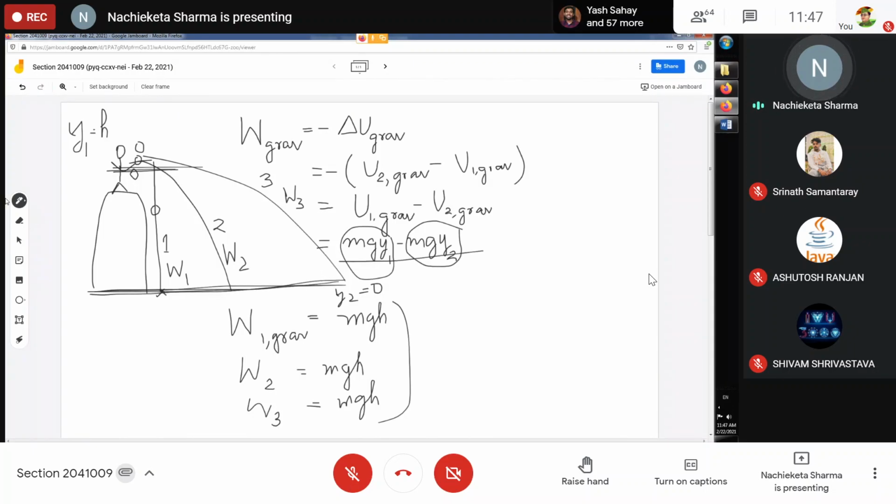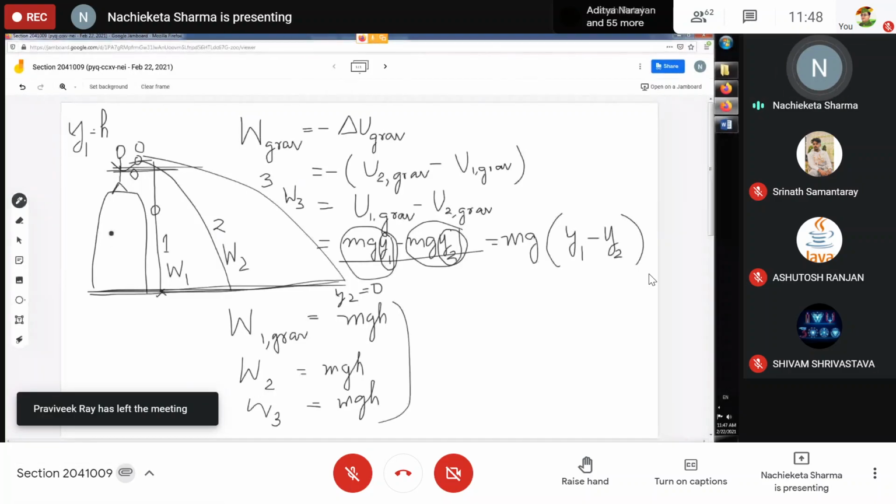Ultimately the work done depends upon the two endpoints. You see, y1 is the coordinate of one endpoint, y2 is the coordinate of another endpoint. When you write this equation, mg is the same. So the only difference lies in y1 minus y2. When the endpoints are the same, then y1 and y2 are the same for all the paths. So they are not going to depend upon the path. That is very important.